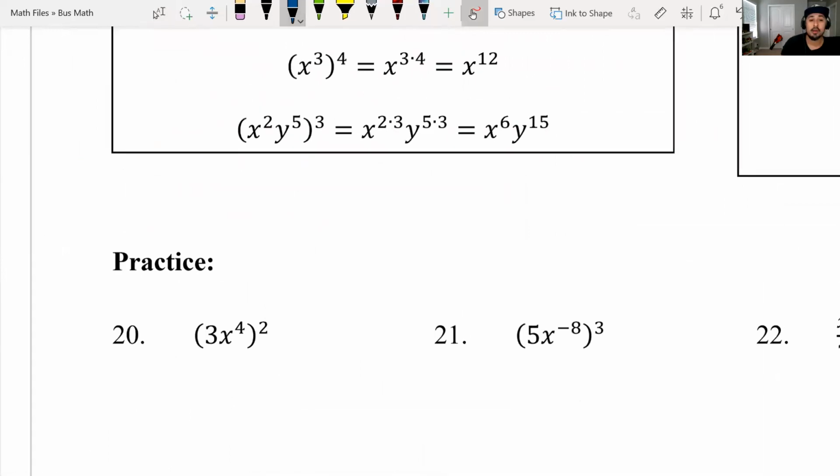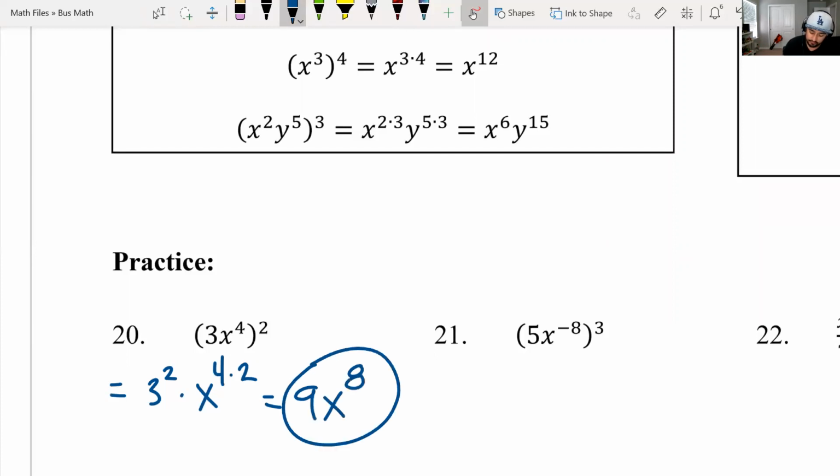Okay. 20. 3 times x to the 4th, all raised to the 2nd. So this is power to power and also product to power. So we are going to make this 3 to the 2nd times x to the 4th times 2. We raise them separately to the 2nd power, okay? Which means that I'm going to get 9 times x to the 8th. That's it.